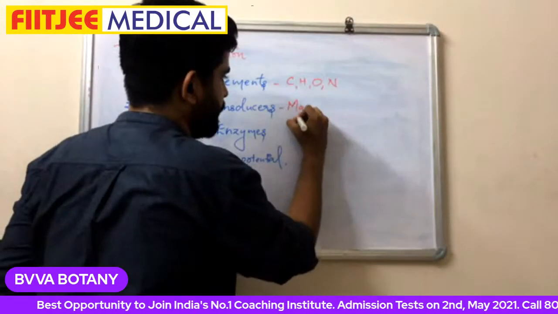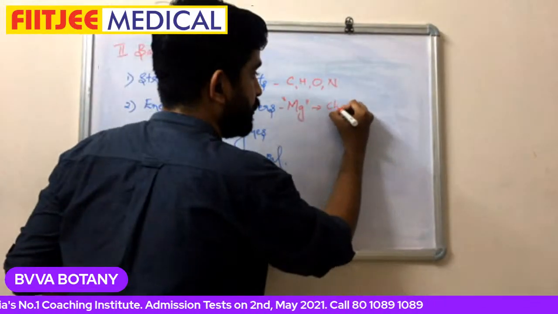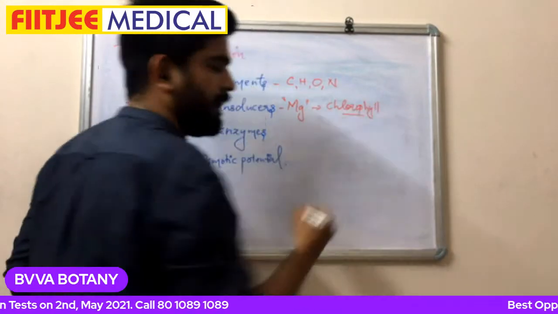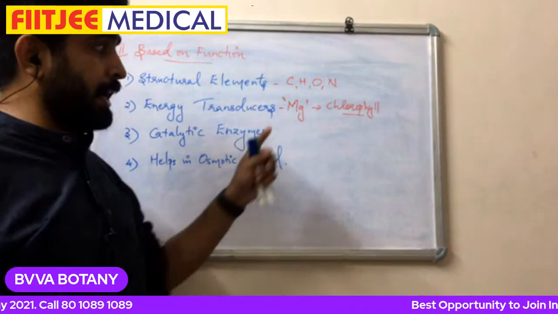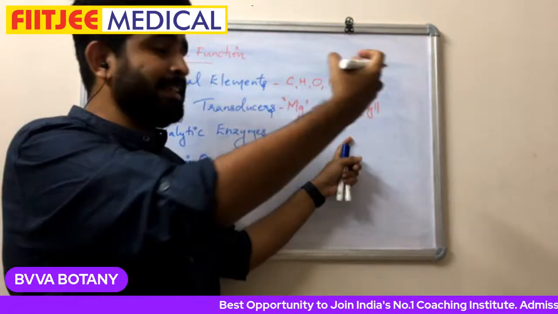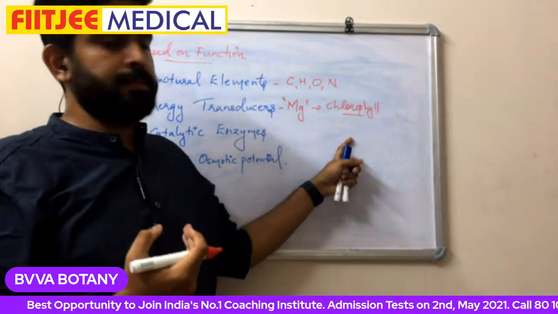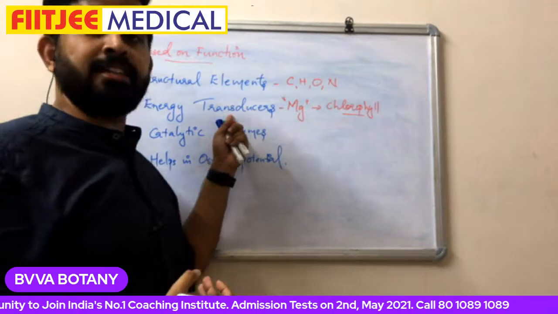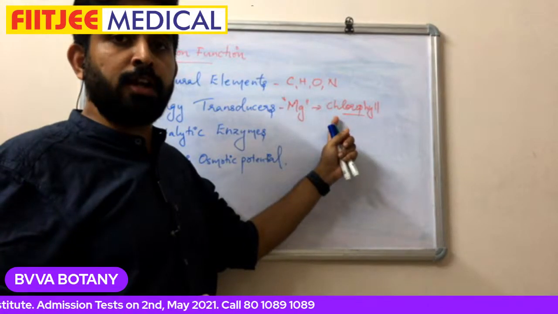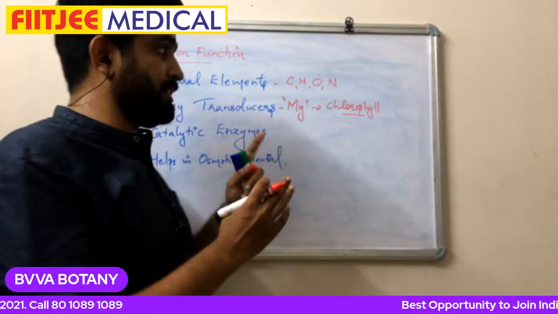Magnesium. Magnesium is a part of what? Chlorophyll. And what exactly is the function of chlorophyll in a plant? A plant's chlorophyll captures light. That light energy ultimately gets converted into what? Chemical energy. So that process we call photosynthesis. So magnesium, which is a part of chlorophyll, helps in converting light energy to chemical energy.